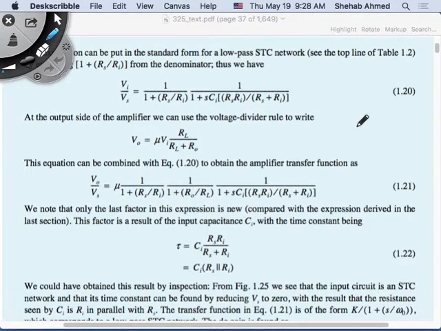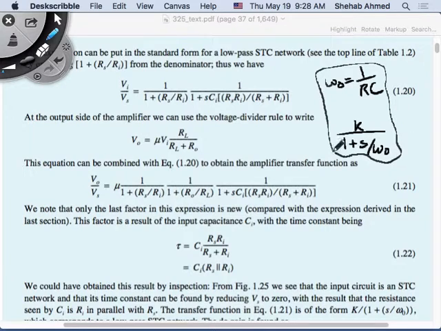So we want to reach something that looks like what? K over 1 plus S over omega naught. Omega naught is 1 over RC, right? So it's 1 plus S C times R. That's the format I would like to reach. So this looks like that.